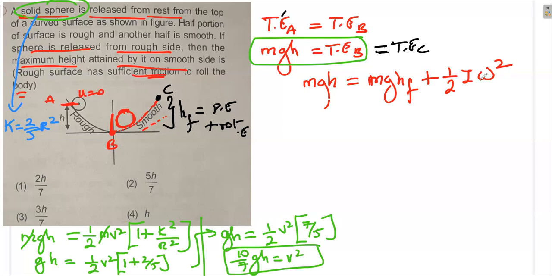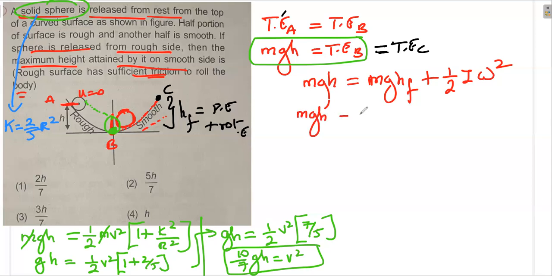But remember, I need omega. Same thing, v equal to r omega. Understand, this omega is the same omega. Omega will increase, and once it reaches here, it will have the maximum omega, and then that will remain the same because there is no torque. So here I'm going to substitute all I need.